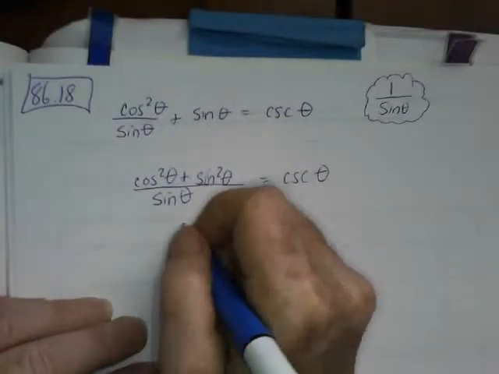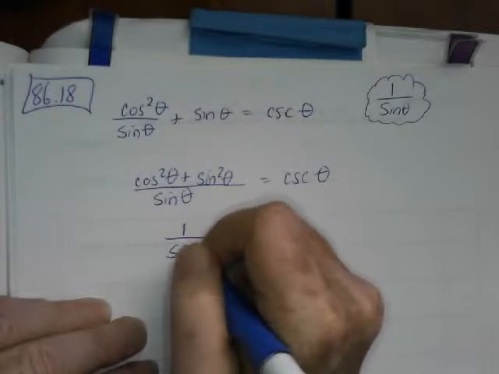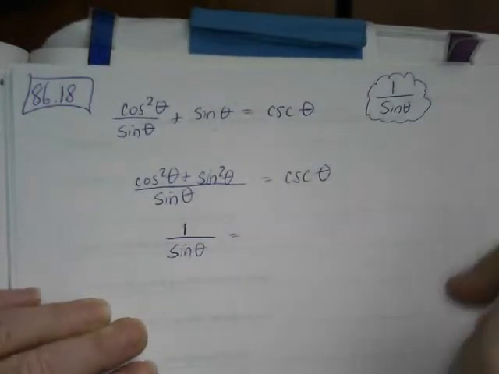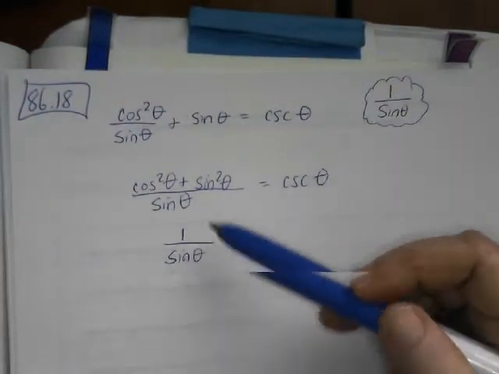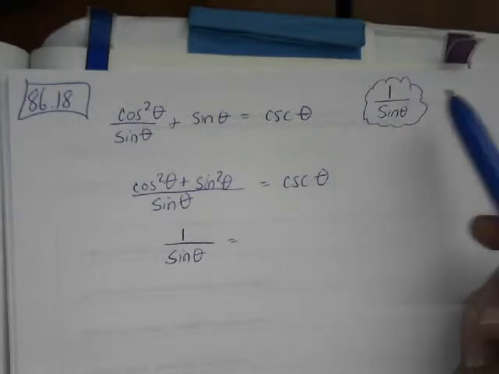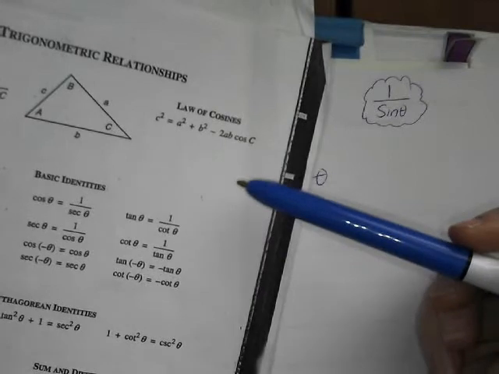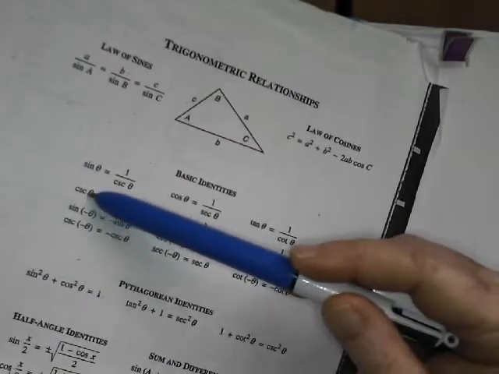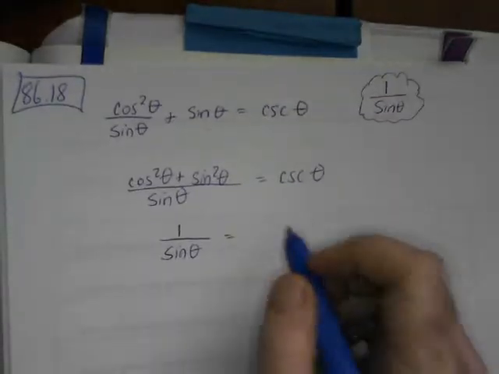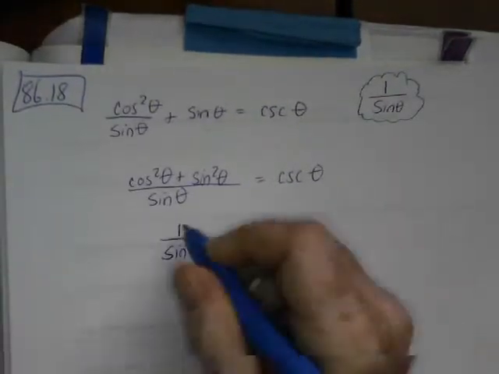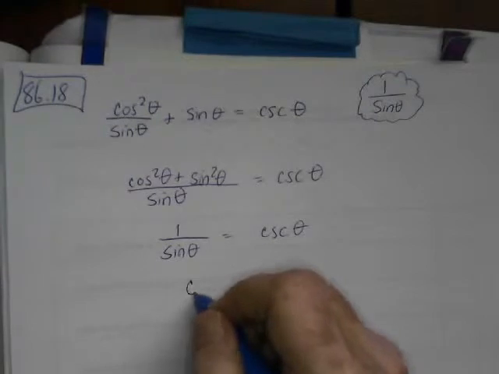That equals 1. That's good news, because now we have sine theta on the bottom, and we already said that if we could just get this side to be 1 over sine theta, we're there, because we know that 1 over sine theta is cosecant theta. Okay, but you've got to finish it out and make it match.